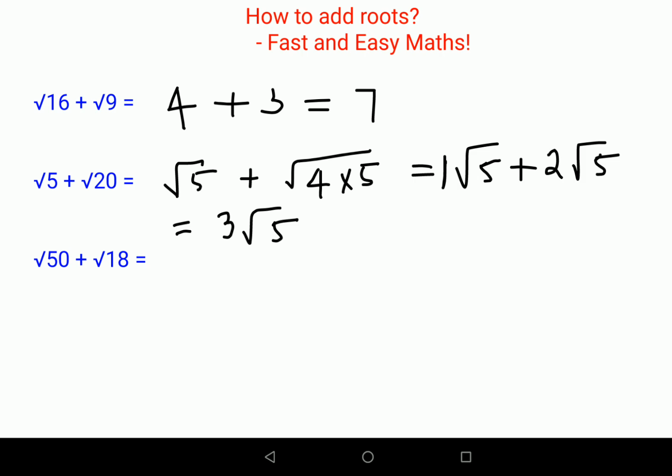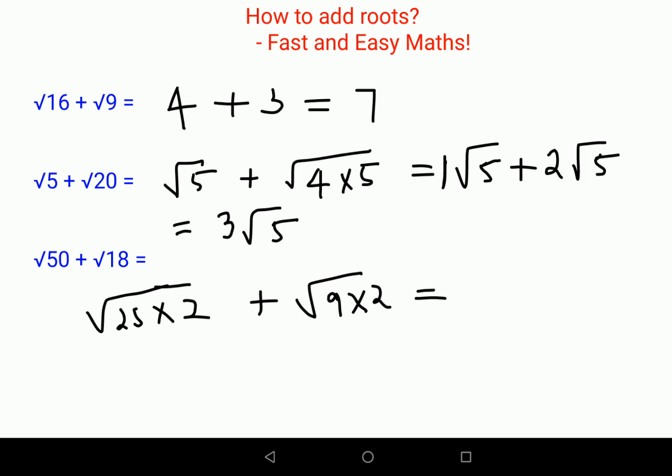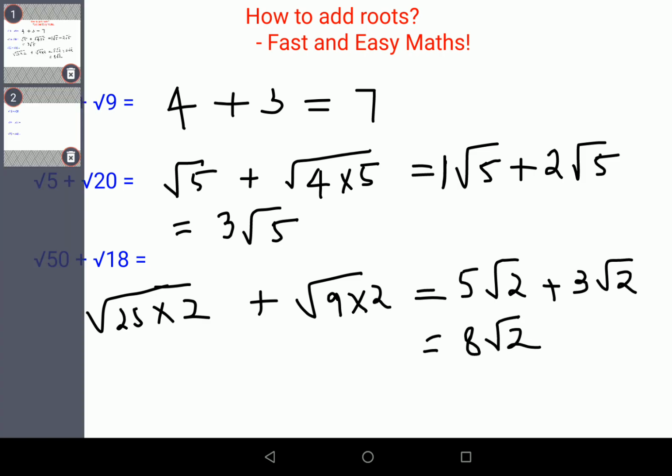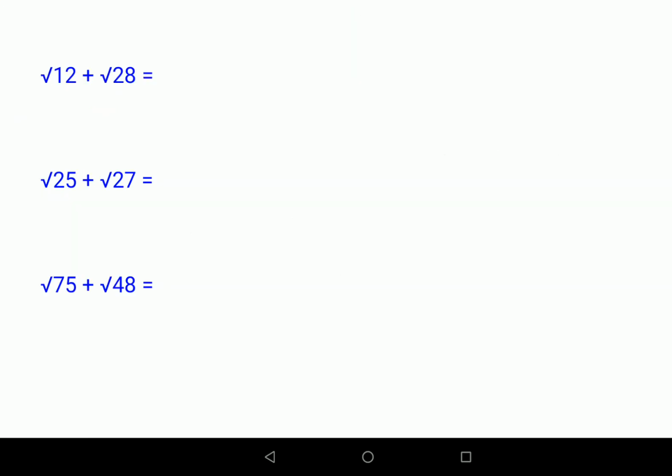Okay, very quickly let's look at root 50 plus root of 18. Root 50 can be written as what? Root 25 into 2, and root 18 can be written as what? 9 into 2. So splitting, root 25 is what? 5 root 2, and root of 9 is nothing but 3, and then root 2 will remain as it is. So adding the two coefficients, because the root is same, the final answer will be what? 8 root 2.